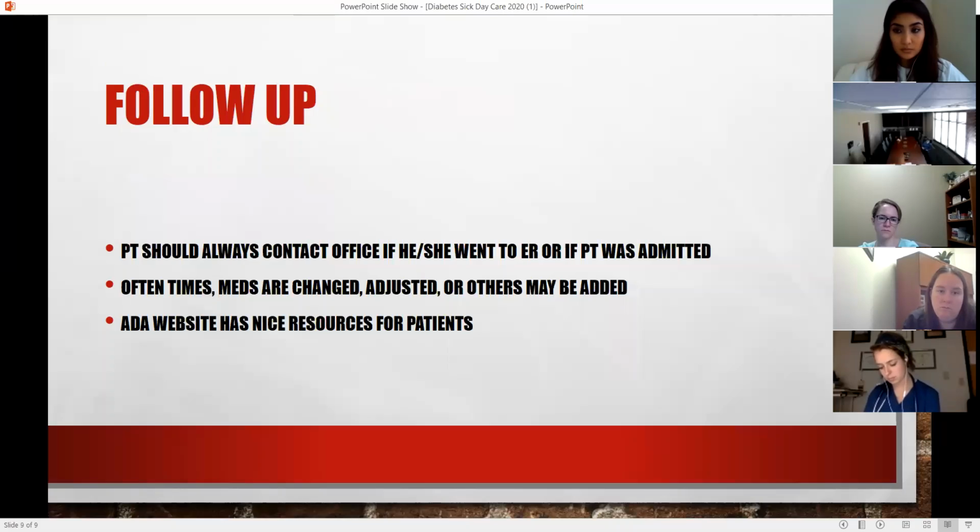So just as a follow-up, the patients should always contact us and let us know if they've gone to the ER for having issues with sugars. Sometimes they go in, they get everything changed around, and then they come home and they're back to normal, and maybe those adjustments aren't really necessary, or they need readjusted back to the baseline where they were. And if you wanted some nice handouts on the ADA website, they do have some resources for patients about sick day care. So that would be something you could go in and print out that information.